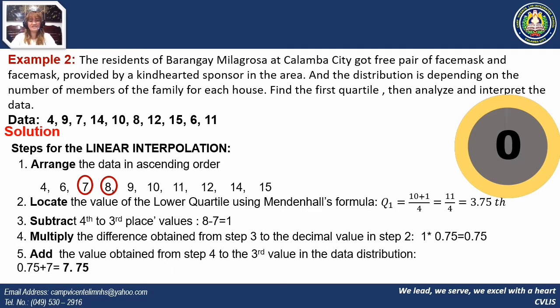For the last step, we have to add the value obtained from step 4 to the third value in the data distribution. So the third value is 7, added to 0.75, so we have 7.75. Okay, so the first quartile's value is 7.75.